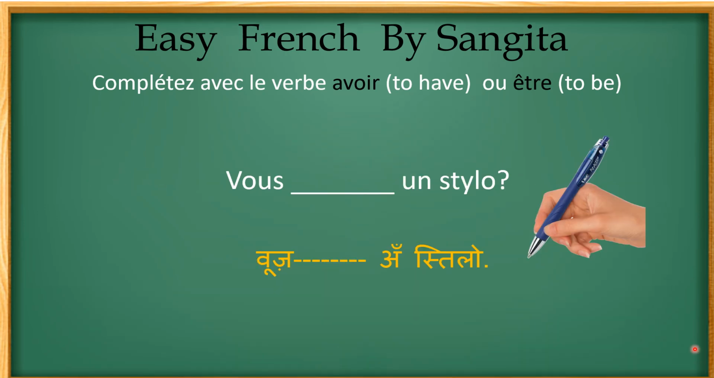Now, next is vous dash a stylo. So vous is you, a stylo, a pen. So you have a pen or you are a pen. So you have. So conjugation of avoir in the vous form. Okay. So vous avez un stylo. Vous avez un stylo, question mark. Basically, it's a question. Do you have a pen? But since we have not done the interrogative form, as of now, let it be till here only. So, vous avez un stylo means you have a pen.